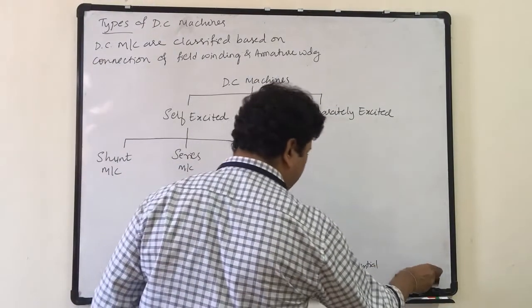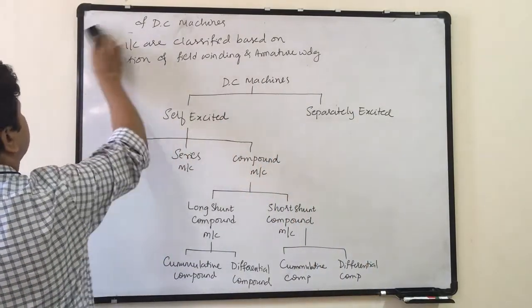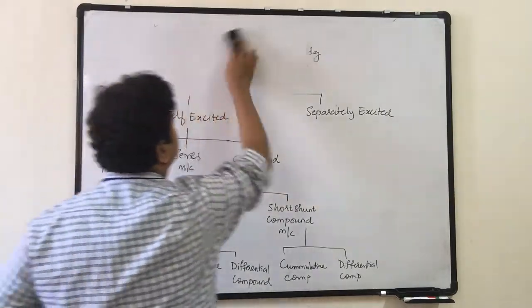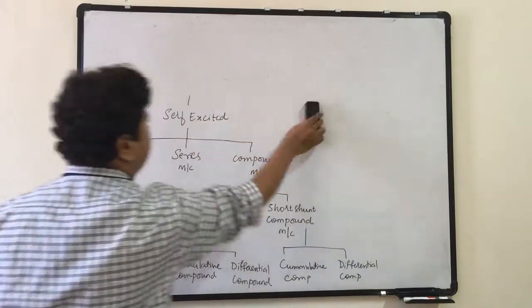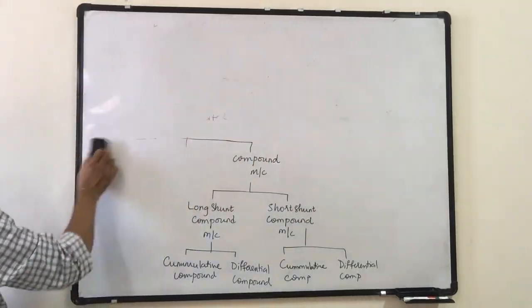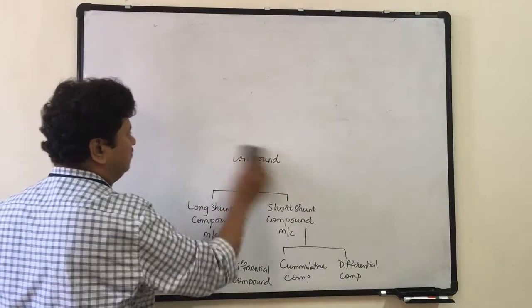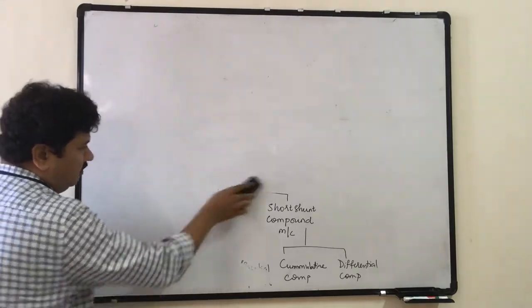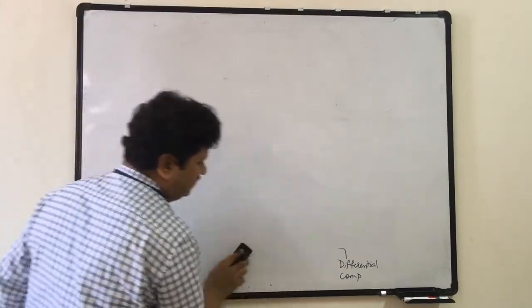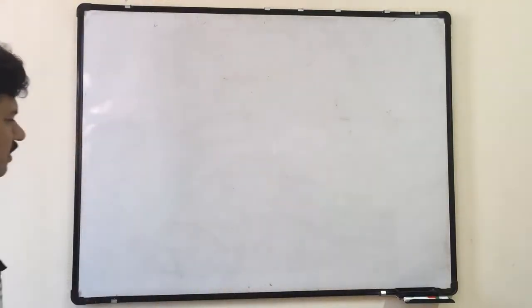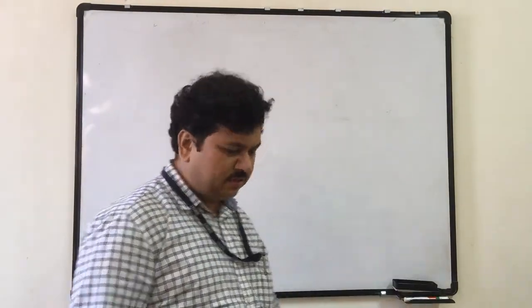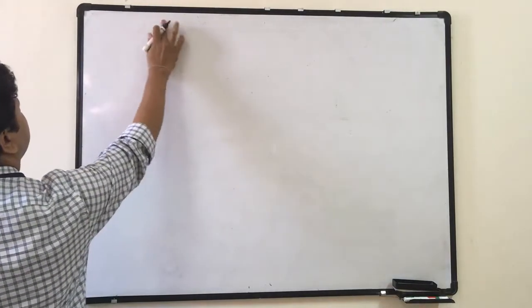Okay, so first we will see what is the separately excited DC machine. So unlike all the other machines, the remaining three machines, induction motor, alternator and transformer, are classified majorly based on the construction, whereas the DC machine is classified based on the connection. Okay, so first we will see the separately excited DC machine.